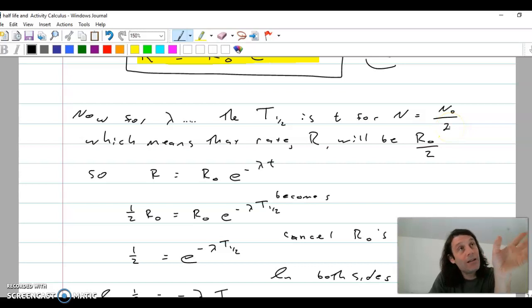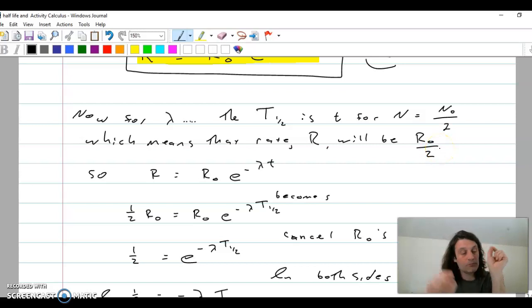Now remember, the activity is lambda times N. The lambda stays constant. That's why it's called a decay constant. So since lambda is constant, if N decreases, then the activity also decreases, the rate at which it breaks down. So 10 pounds of the stuff breaks down faster than 1 gram of the stuff because lambda stays constant, but the N, the number of those molecules, decreases. So the rate at which it decreases is also cut in half.